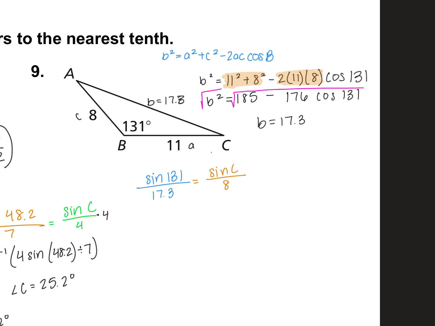Okay, C and angle C are going to go together. So solving this like we've done before, multiply both sides by 8 to get rid of my 8. And then because I'm solving for an angle, I have to do the inverse. Open parentheses 8 sine 131, close parentheses, divided by 17.3. If you got the correct answer by plugging that into your calculator, angle C is going to equal 20.4 degrees.